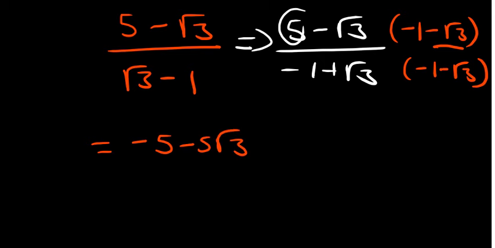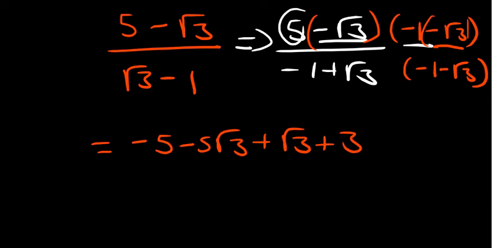Then the other part, negative root of 3 multiplied by negative 1. Negative by negative is going to be a positive, so we have positive root of 3. Then again the negative root of 3 by the negative root of 3 is going to be a positive 3. I'm sure you now know the laws, so you understand where that is coming from.